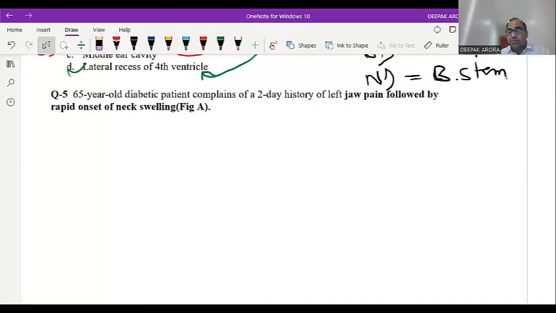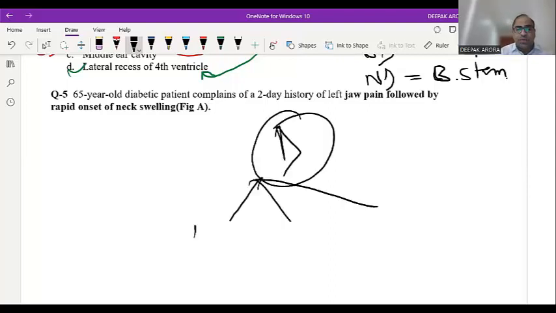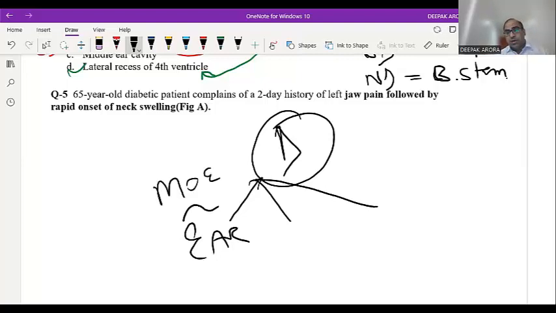A 65-year-old diabetic patient complaining of a 2-day history of left jaw pain followed by rapid onset of neck infection. Diabetic patient, an important golden rule. We have discussed all these points in the classroom. If a diabetic patient is there in the MCQ and the MCQ is from the ear, always make the diagnosis of malignant otitis externa. If the MCQ is from the nose, it is going in favor of mucormycosis.